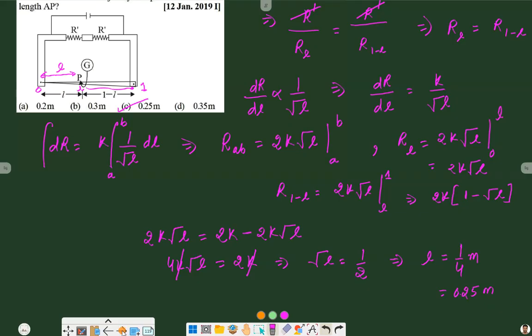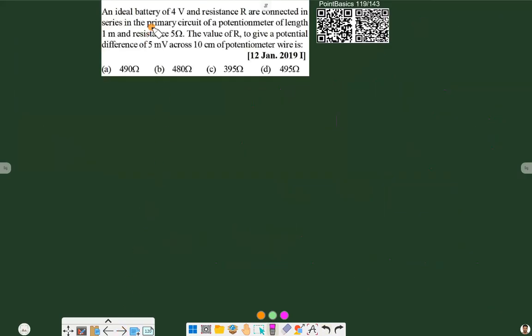Moving to the next one. An ideal battery of 4 volt and resistance R are connected in series in the primary circuit of a potentiometer of length 1 meter and resistance 5 ohm. The value of R to give a potential difference of 5 millivolt across 10 centimeter of the potentiometer wire is? So we have been given the potential and some resistance R, and a wire of length 1 meter with resistance 5 ohm.